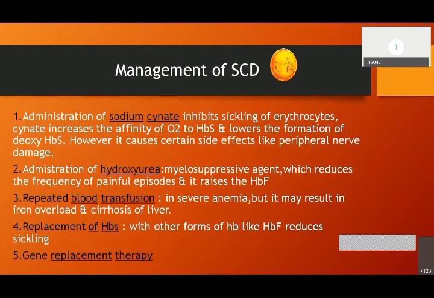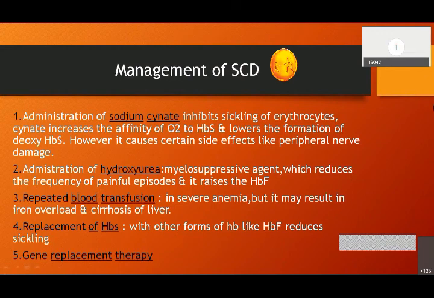Can you see the next slide? No, ma'am. Now, is it visible? No, ma'am. Now it is visible.